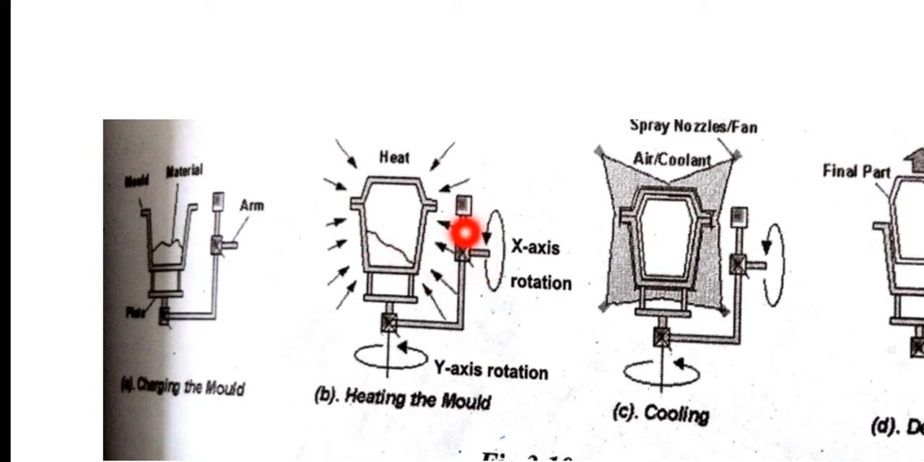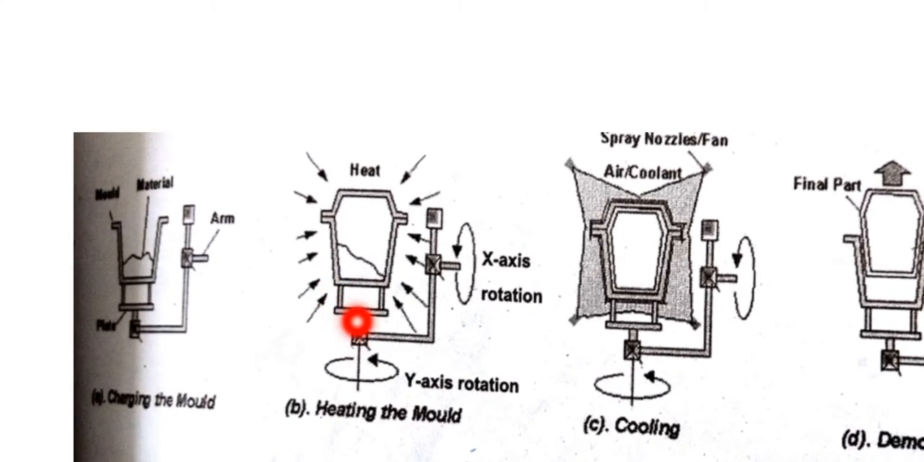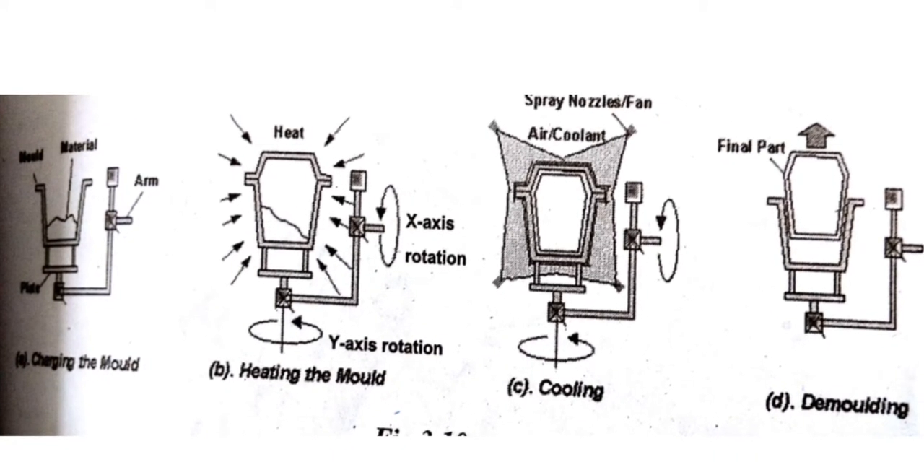So at that time this arm is rotated about its axis, and this rotation of the arm about its axis is known as x-axis rotation, and this part is rotated about its horizontal axis, and this rotation is known as y-axis rotation. This is the second stage, which is known as heating the mold.